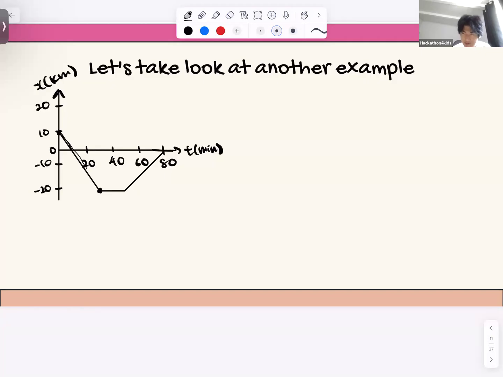Okay, so I'll give you guys a couple minutes. Let's see if you guys can try to convert this position versus time graph into a velocity versus time graph. And it's okay if you guys don't know how, because we're just getting started.